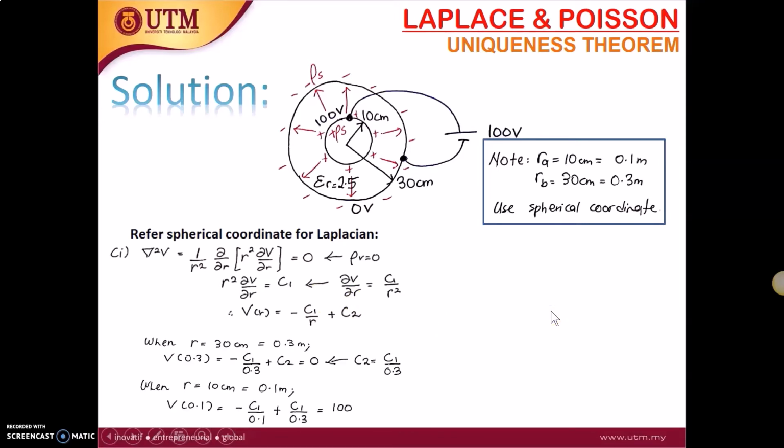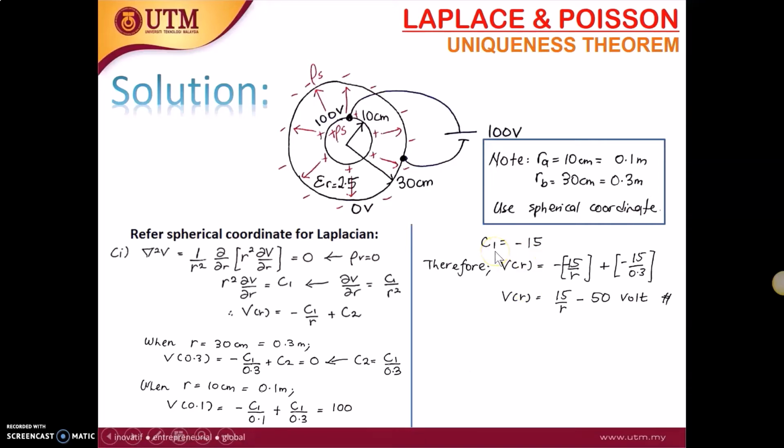We have to apply the boundary conditions. When R equal to 30 cm or 0.3 meters, we put inside the formula, we got V(0.3) equal to negative C1 divided by 0.3 plus C2 equal to 0. From here, you got C2 equal to C1 divided by 0.3. When R equal to 10 cm or 0.1 meter, V(0.1) equal to negative C1 over 0.1 plus C2, with C2 equal to C1 divided by 0.3, equal to 100. Solving this, we got C1 equal to minus 15.